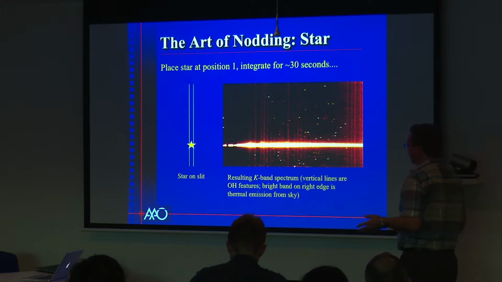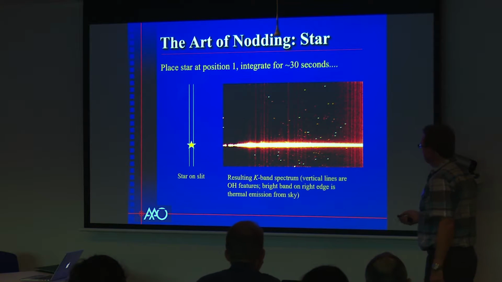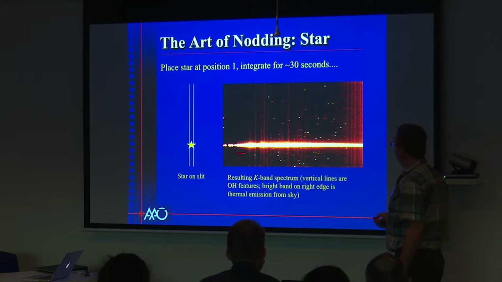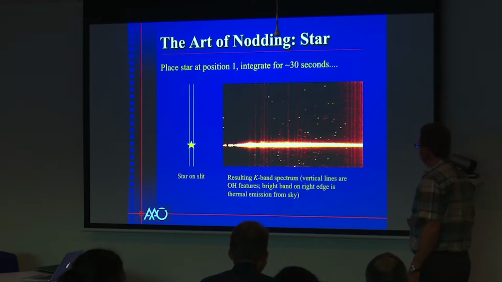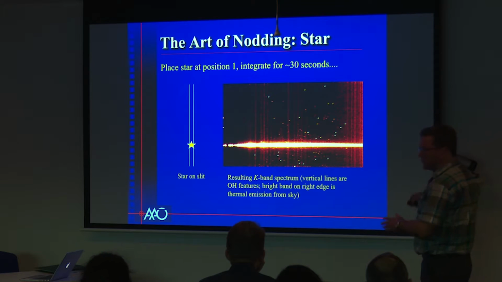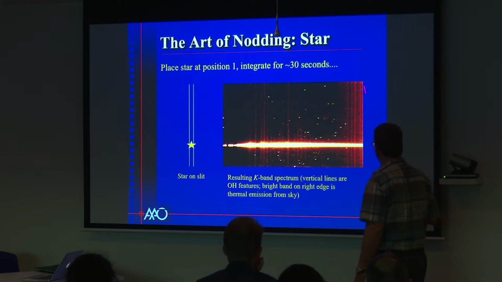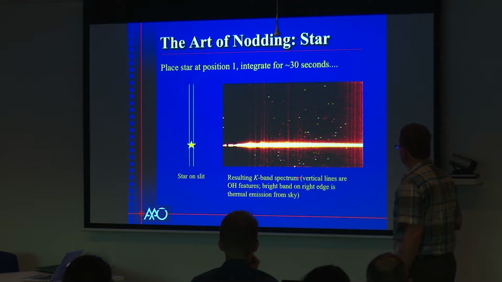Really, in some ways it's simpler because we simply go back to that two-step nodding approach. If we start off with a star first, and we put the star on a slit in one location, integrate for, let's say, 30 seconds, we get this spectrum shown here. These are these OH skylines that we see here. This band at the red end, this is where that thermal emission is really starting to come on in the K band at this end of the spectrum. So we get this one here.